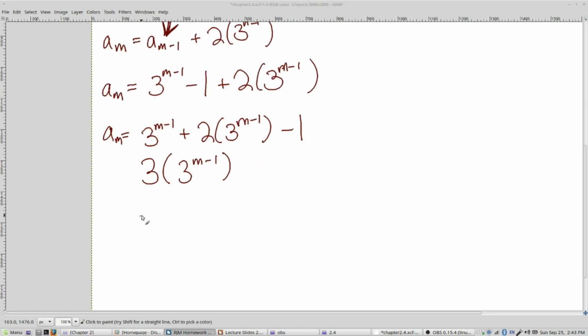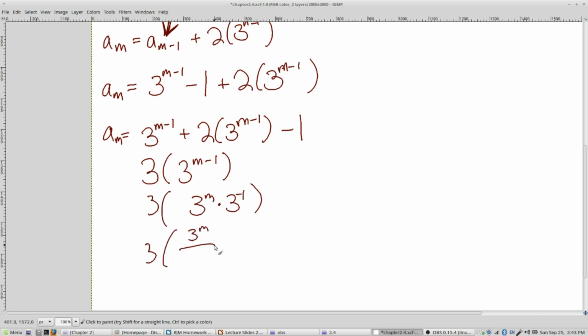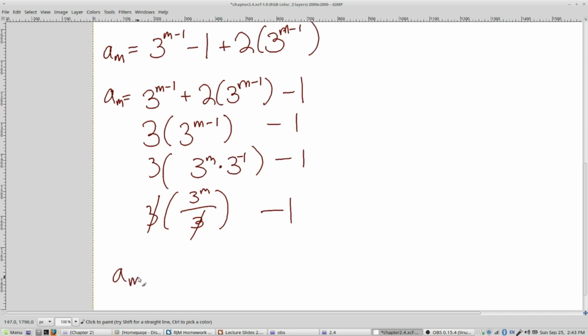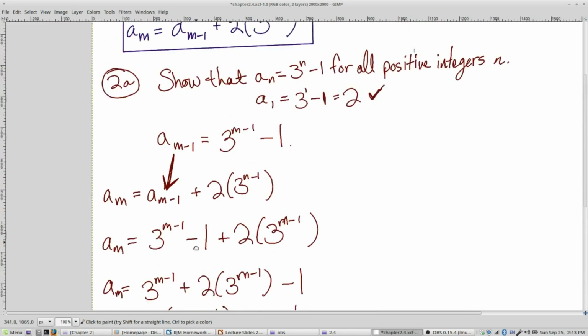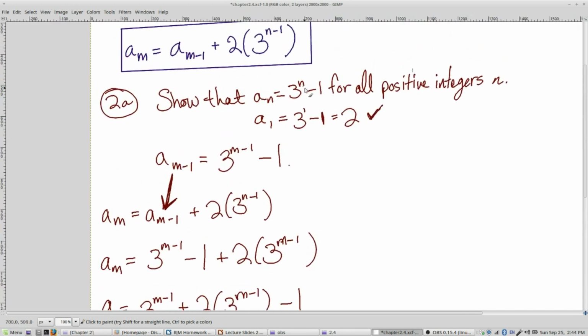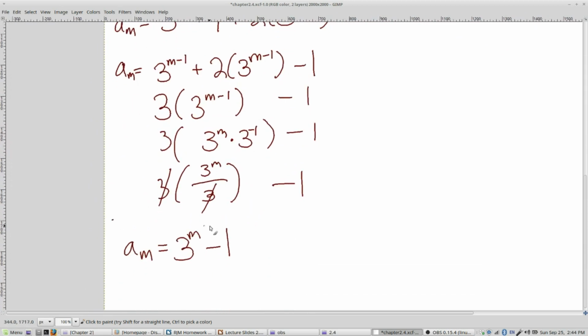Again, if we pretend this whole thing is x, and this is x, x plus 2x is 3x. And then from the rules of exponents, 3 to the m minus 1 is equal to 3 to the m times 3 to the negative 1. And then we have this 3 on the outside. And this is equal to 3 to the m over 3. And don't forget to bring this negative 1 down the entire way. And then these cancel out, so we end up with a sub m is equal to 3 to the m minus 1. Okay? So then we go back up here. A sub n is equal to 3 to the n minus 1. So this is our result, and that completes the induction.